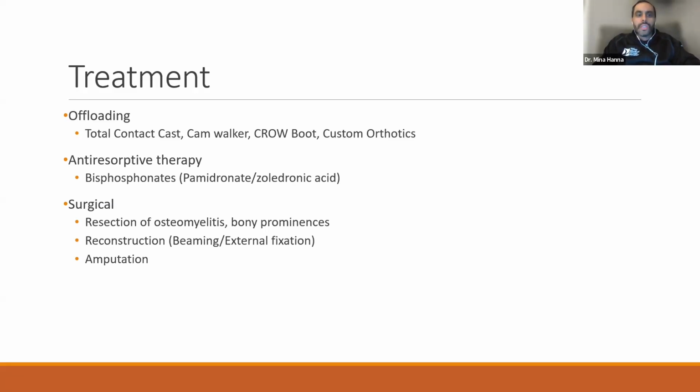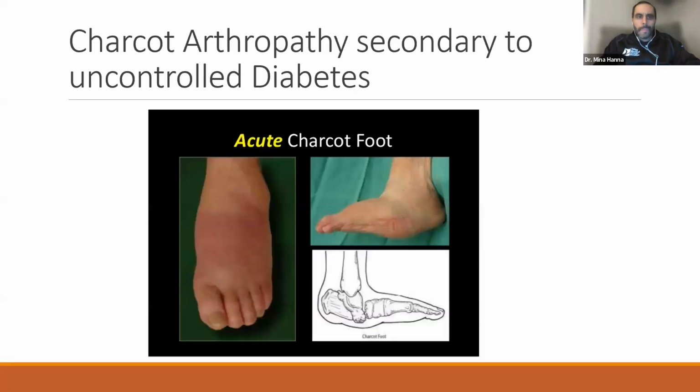And then there's surgery. We can resect the infected bone or bony prominences that are causing the wounds or ulcers. There's reconstruction where we put an external fixator or rods or these long bolts in the foot to keep the foot from breaking down. And then amputation. Really, the goal of surgery is to get a stable, ulcer-free, plantigrade foot. As long as the patient's able to walk without any ulcers or breakdown, that's the ultimate goal.